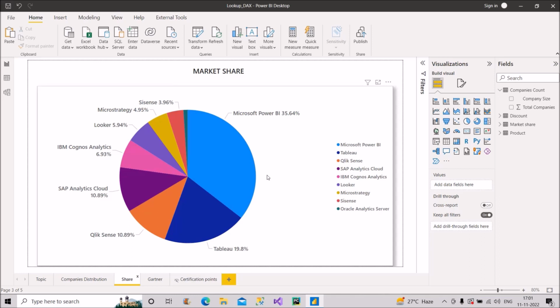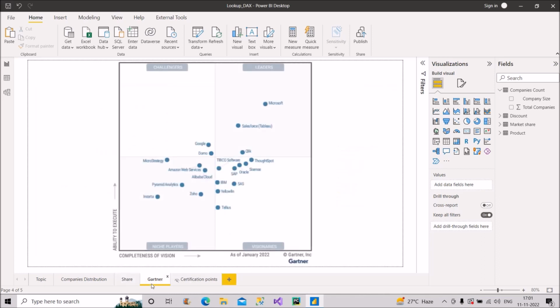Now let me take you to the third graph, which will conclude my point that yes, Power BI is not outdated. So this is the Gartner report of 2022. As you can see here, as of January 2022, Microsoft is the one leading the market, and you can see there is a huge gap between Tableau and Microsoft.